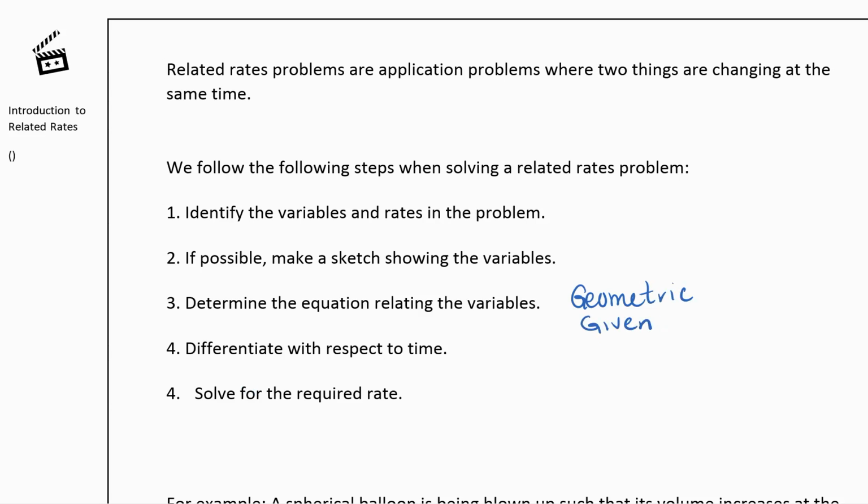Then we're going to differentiate with respect to time. Here we're going to have to do implicit differentiation. So for example, if you have a variable that's a radius, you're using r, and you take the derivative of that like you would for x, and then you multiply by dr/dt, just like we did with y, dy/dx in implicit differentiation. If you had another variable that was volume, when you took the derivative, it would be dV/dt. And then lastly, we'll solve for the required rate.